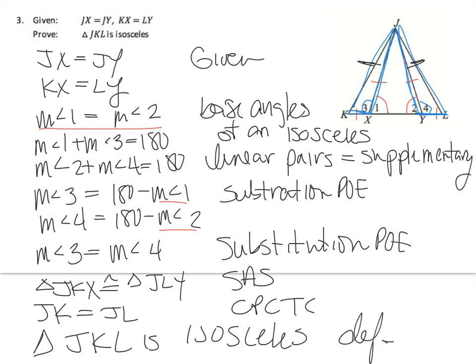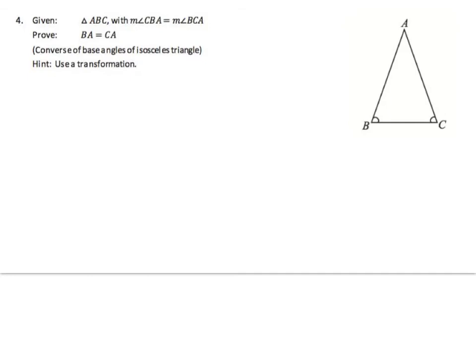Phew. Okay, number 4. We've got 4 and 5 left. So given triangle ABC with the measure of angle CBA equal to the measure of angle BCA, let's prove that BA is equal to CA. So this is the converse of the base angles. We know that angle B is equal to angle C, and let's just use that as angle B and angle C.